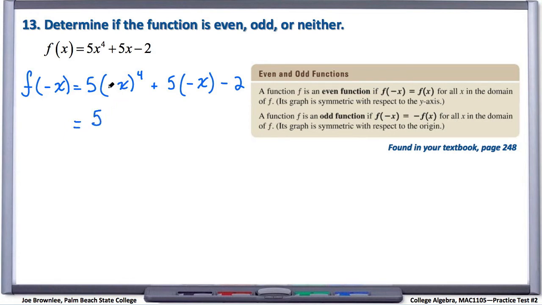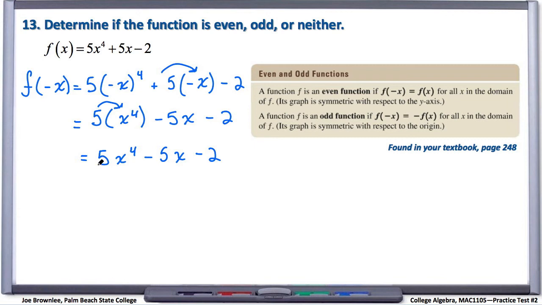So we have 5, and we know a negative number to an even exponent becomes positive, so this is really positive x to the fourth. We can distribute that positive 5 through, and positive 5 times negative x is negative 5x, and then minus 2. And lastly, we'll distribute that 5 through, and we have 5 times x to the fourth is 5x to the fourth, and minus 5x minus 2. So this is the resulting equation that we get when we replace all of the x's in the original function with negative x.